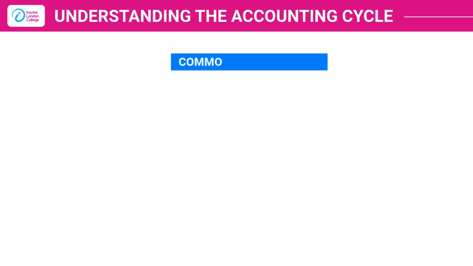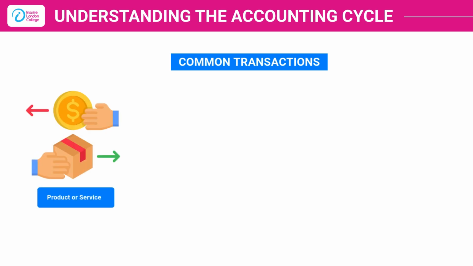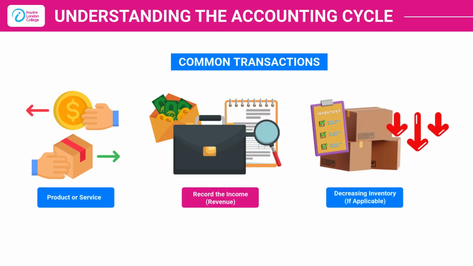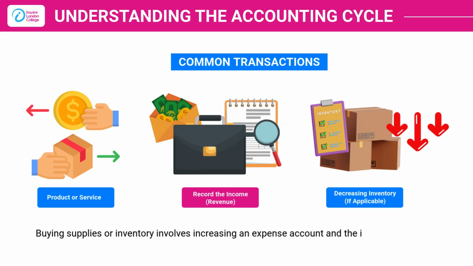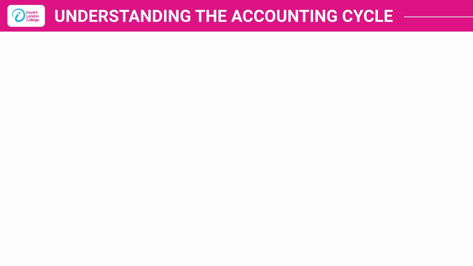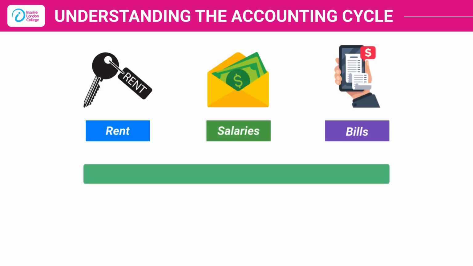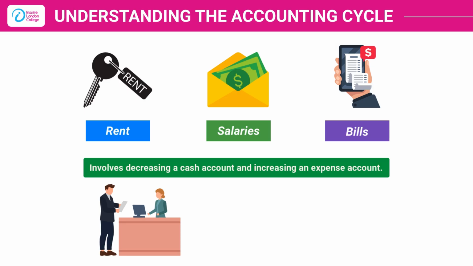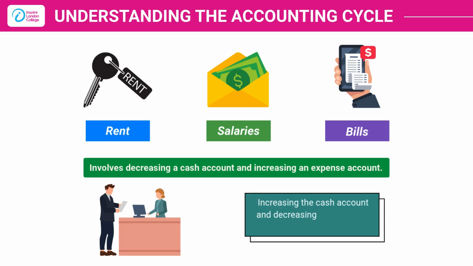Let's explore the common transactions. When you sell a product or service, you'll record the income, revenue, and decrease in inventory, if applicable. Buying supplies or inventory involves increasing an expense account and the inventory account. However, paying rent, salaries, or other bills involves decreasing a cash account and increasing an expense account. And receiving cash from the customers requires increasing the cash account and decreasing the accounts receivable account.